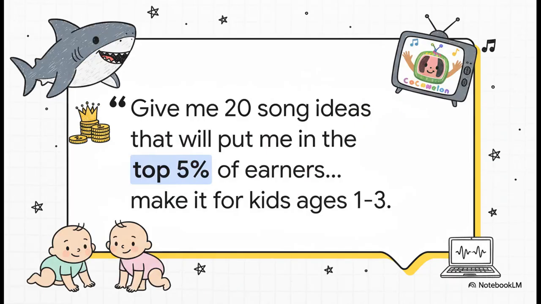And this is just a perfect example of how to talk to an AI. You see this? You don't just ask for ideas. You ask for ideas that will put you in the top 5% of earners. That is brilliant. And just as important, you tell it your target audience. Baby Shark is for 1 to 3-year-olds. CoComelon targets 2 to 5-year-olds. By picking your age group from the start, you're already thinking like a pro.